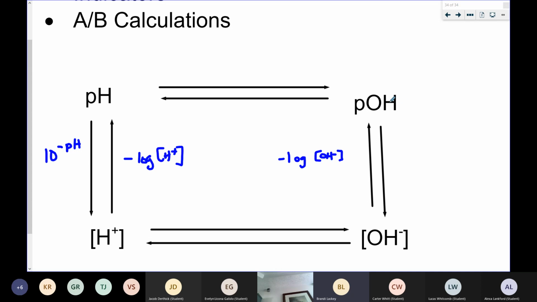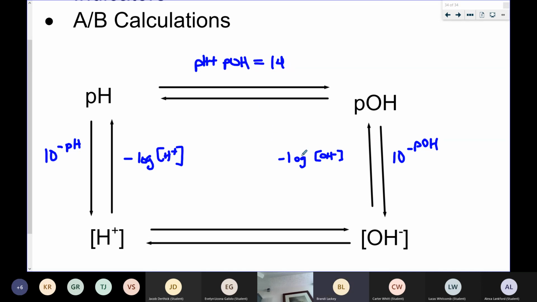Same thing if we are going from pOH to OH negative, it's the same formula. It's the antilog, but it's to the negative pOH. We also had a formula that let us go between pH and pOH. That was pH plus pOH equals 14.